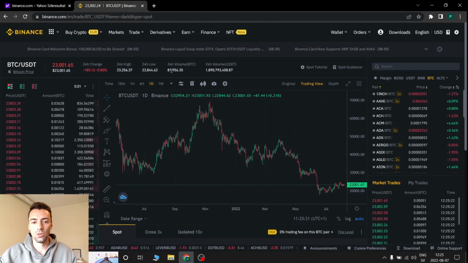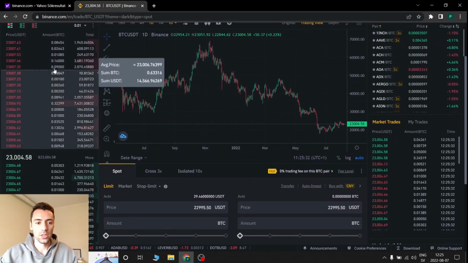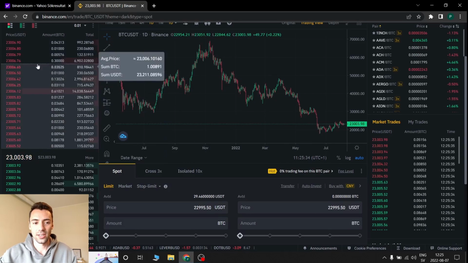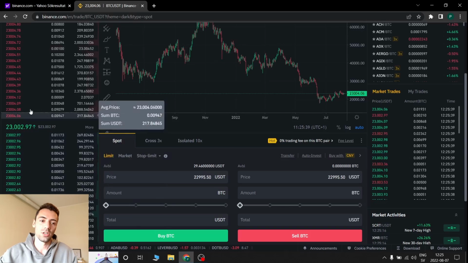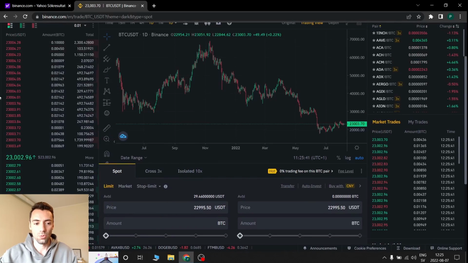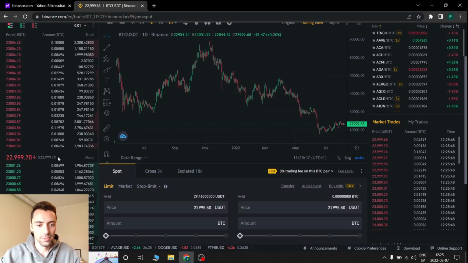This is the volume, the 24-hour volume of Bitcoin. This is the 24-hour volume of the pair of it, which is USDT. Here you have the order book. These are people who want to sell their Bitcoins, and these are the people who want to buy, which is in green. They want to sell, it's in red. And this is the price in this moment, exactly in this moment.